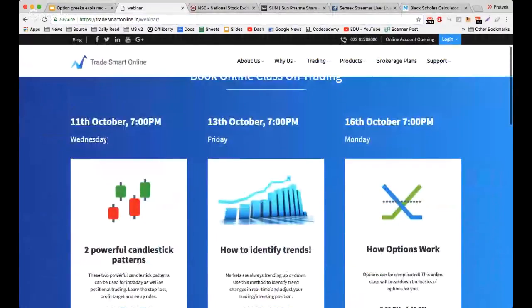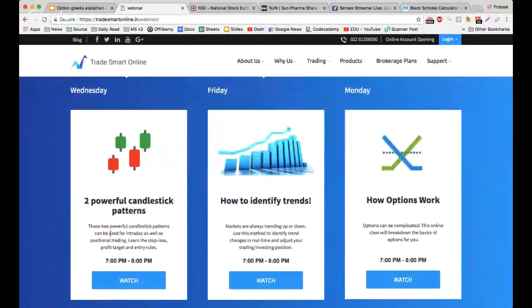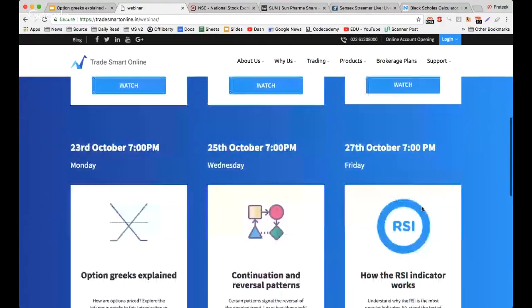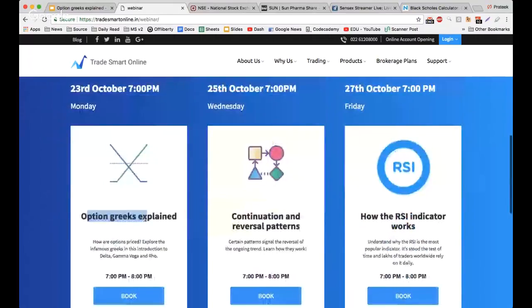2 powerful candlestick patterns. This was a real strategy. You can watch this. How to identify trends. This was a strategy. Then we did how options work just before Diwali, and here we explained what options are. So there was no strategy over here. It was just an explanation. Today is a continuation of that, called Option Greeks Explained. So we won't be teaching you a strategy, but we will be teaching what option Greeks are.